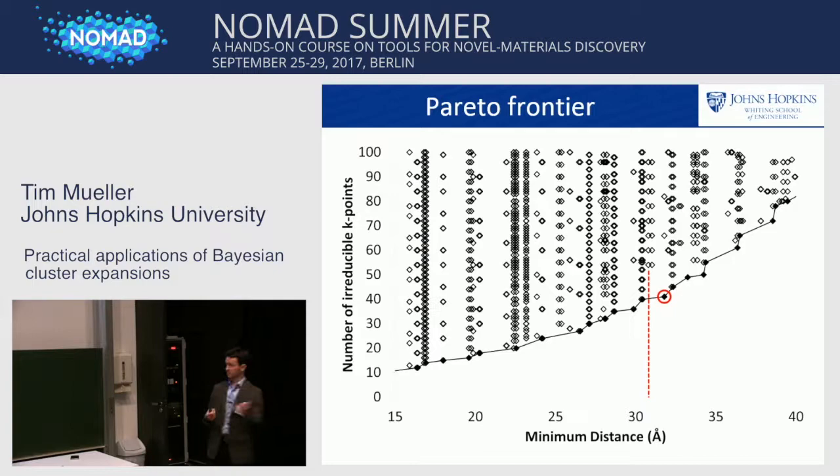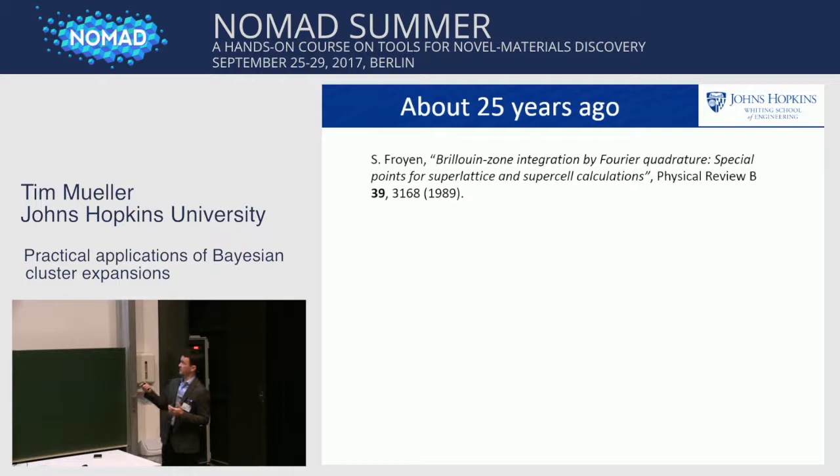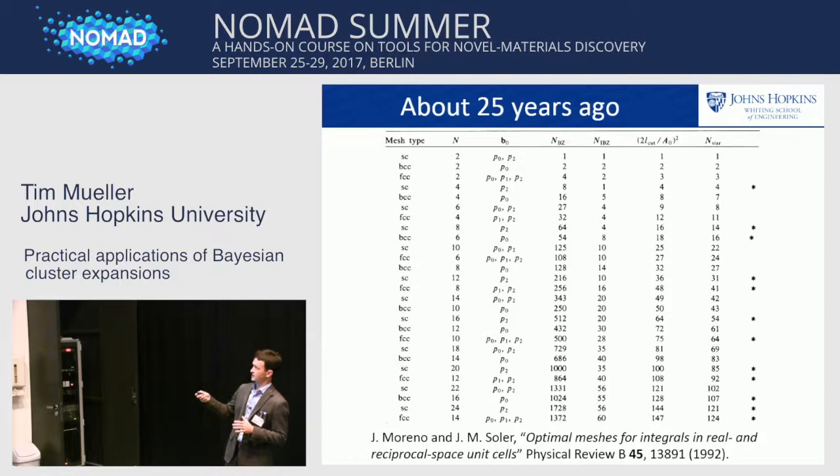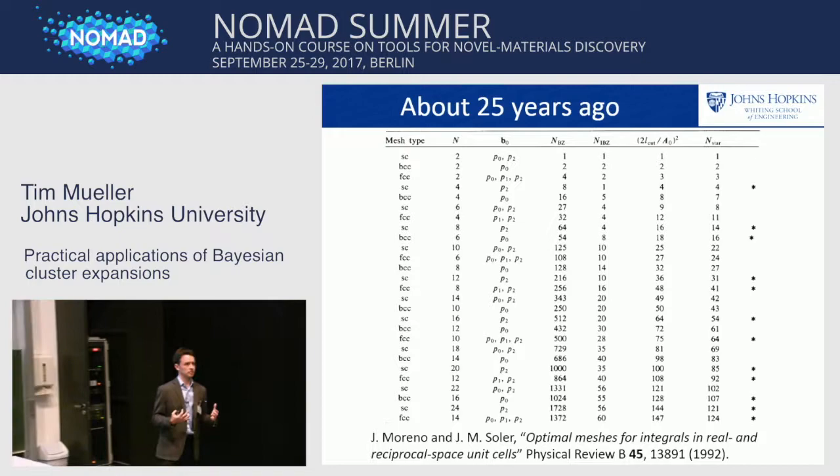So why don't we just go ahead and do this? And so some of these ideas that I've talked about have been known for years. Froyen came up with some of them in 1989, and then Moreno and Soler went even further a few years later. If you look at their paper, you'll see a table that looks like this. These are different possible k-point grids. The ones in asterisks here, that's the Pareto frontier I showed you. I don't think they use the term Pareto frontier in their paper, but that's basically what it is.